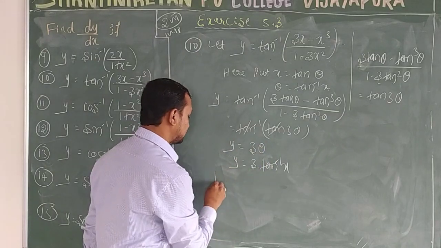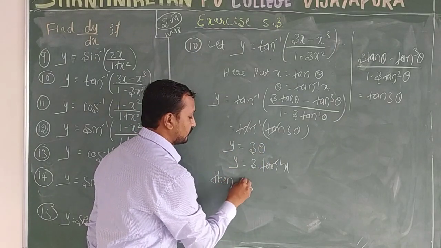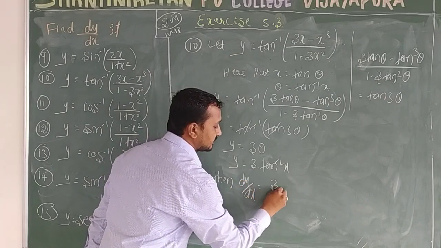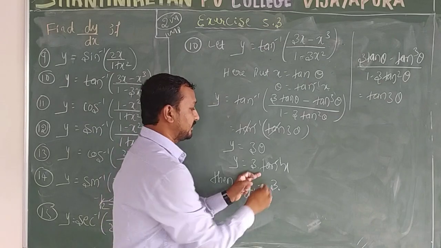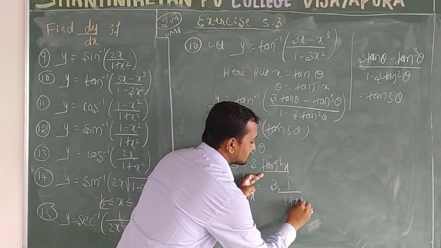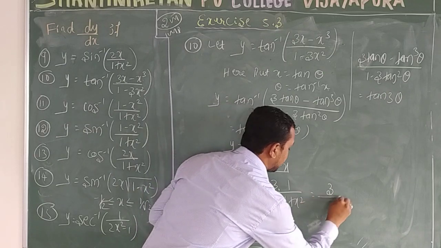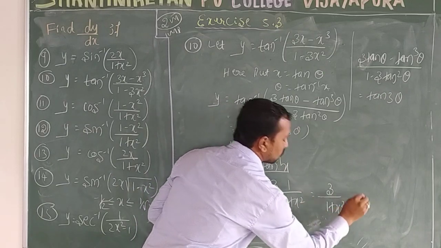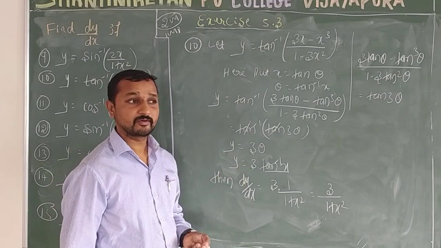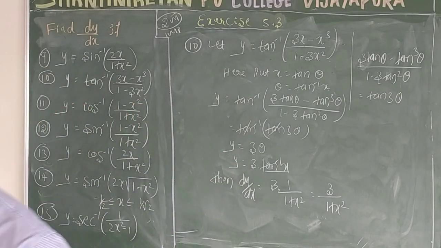Okay. So here, what do we have to find? We differentiate with respect to x, taking 3 as a common term. So what is the derivative of tan inverse of x? 1 divided by 1 plus x square. The answer is 3 divided by 1 plus x square. Very simple. Okay, write this.